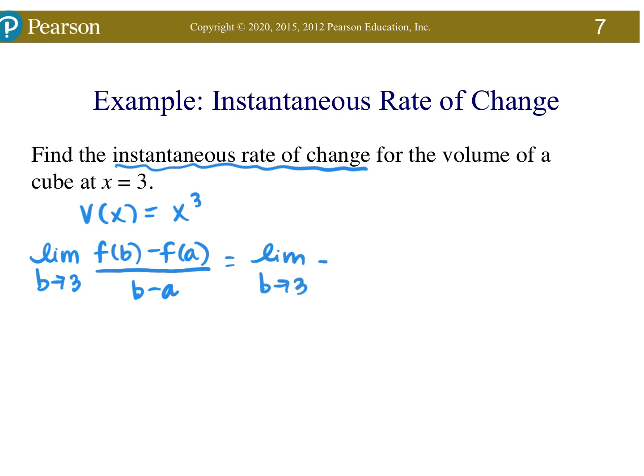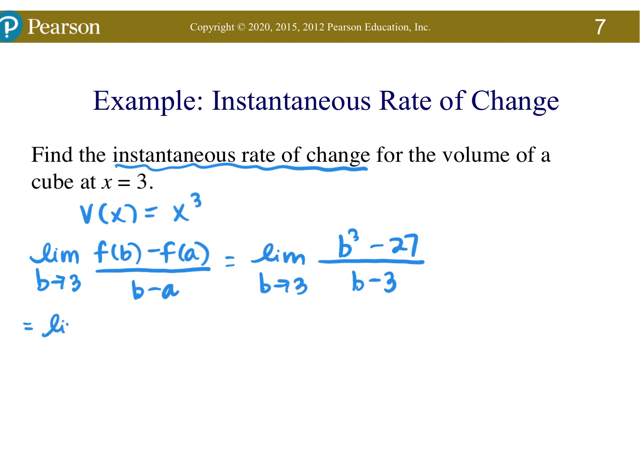Okay, so my numerator is f of b, which means plug b into the volume equation, and we get b cubed. Minus f of a, which is plugging 3 into the equation, so we get 27. And then the denominator would be b minus 3. Now I don't want to plug 3 in again right now because I'm going to get 0 in the denominator. I want to factor first.